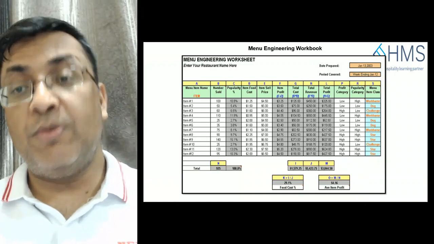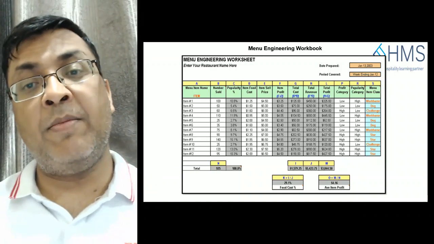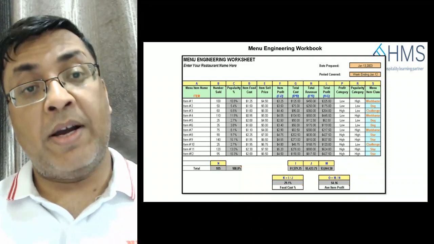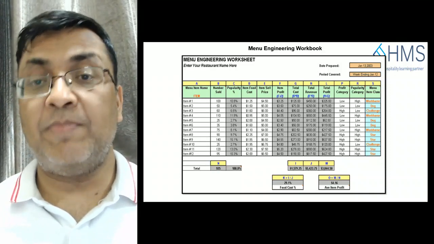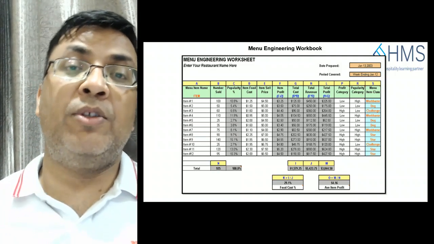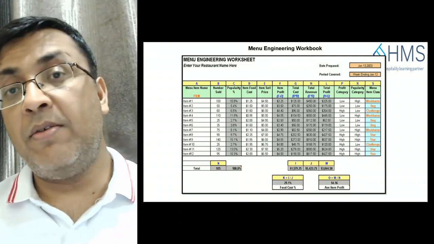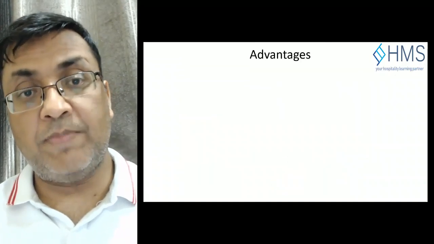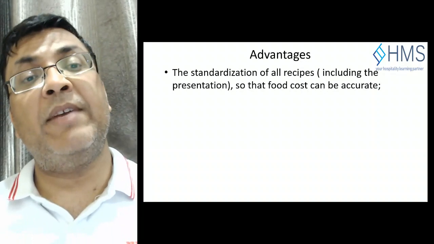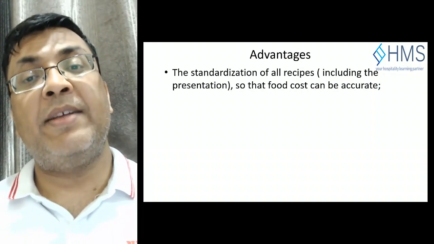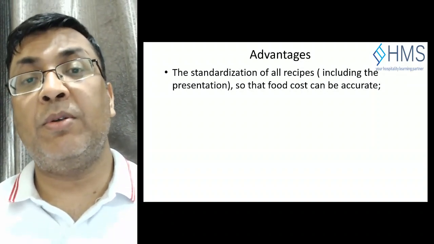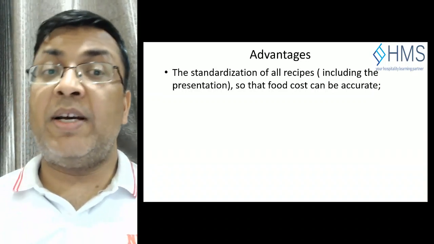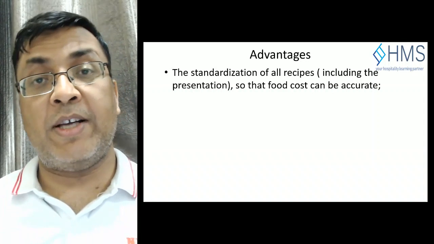If you are using the system, it can be generated automatically, or it can be generated manually as well using Excel. So the menu engineering report you can use daily, weekly, monthly, or quarterly as well. Okay, so what are the advantages? The advantages are standardization of all the recipes, including the presentation, so that the food cost can be accurate. So this is one important aspect of menu engineering.